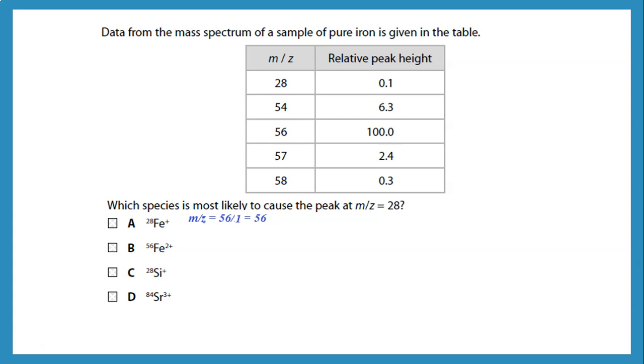Of course, he's talking about iron, so C and D are totally wrong. We're choosing iron, we're not choosing silicon or strontium. So C and D are wrong. If I have choice B, the m over z is 56 over 2, and that will give me a peak at 28. So remember that when the atoms are ionized, they have positive charges. Most of them will have one positive charge, but some of them could have two positive charges. In that case, the m over z would be the molecular mass over 2. So in this case, it's 28.